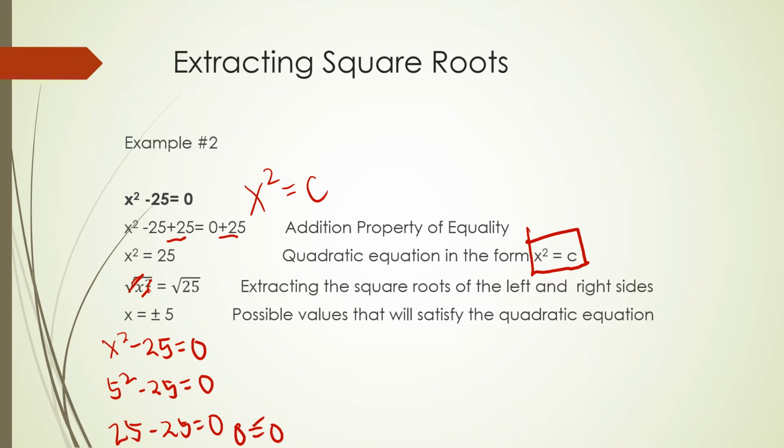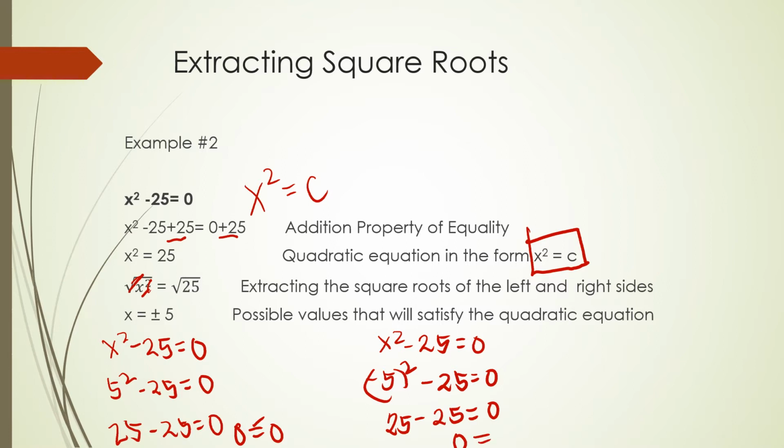Okay? And another one, again, you have x squared minus 25 is equal to 0. So, you have negative 5, squared mo lang din, kasama si negative, minus 25 is equal to 0. Negative times negative will become positive, and then 5 times 5, that is 25. So, 25 minus 25 is equal to 0. So, it satisfies the given equation.